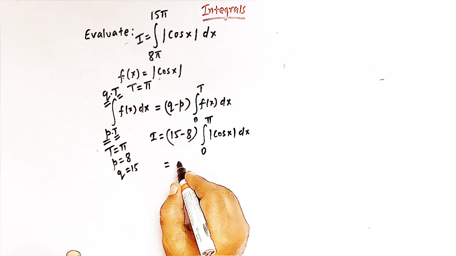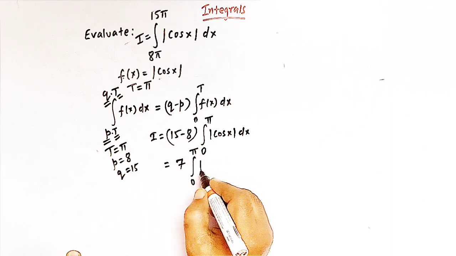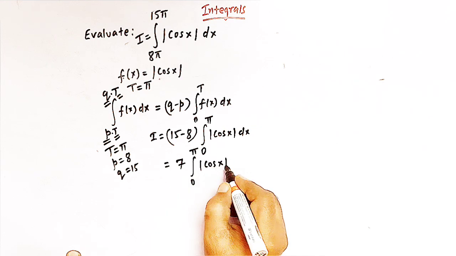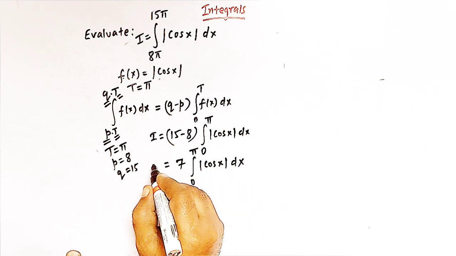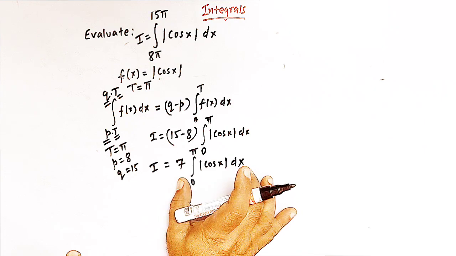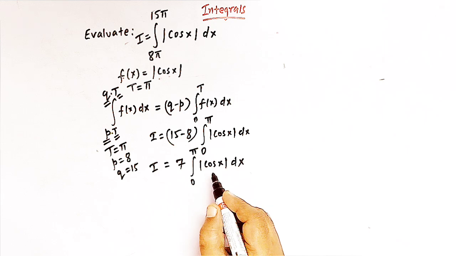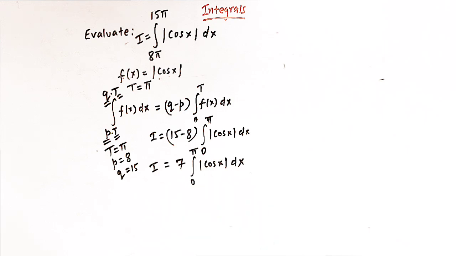So 15 minus 8 is 7, and here we have the integral from 0 to pi of mod of cos x dx. So now to evaluate this integral, we have to make use of the concept of sign convention of trigonometric functions in four quadrants, and here the trigonometric function is cosine x.